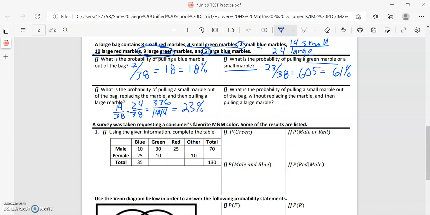What's the probability of pulling a small marble out of the bag, without replacing it, then pulling a large? It's basically the exact same numbers. The only difference is we're going to have 1 less marble when we pull the second time. So it's 14 over 38 times 24 large. There's only 37 marbles in the bag now. So still 336, but the denominator is now different. That is 1406. In a calculator, that comes out to be 0.238, which would round to 24%.